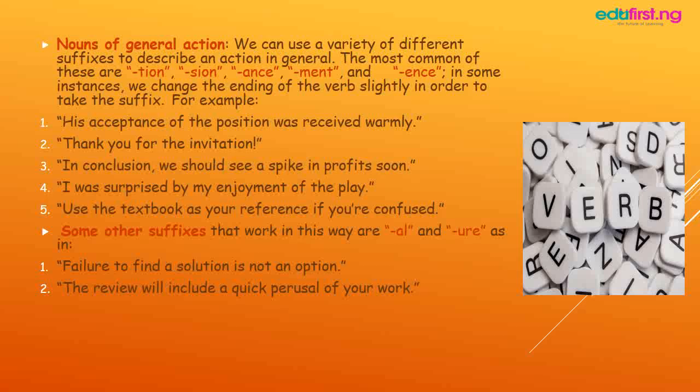The fourth way is that we can use nouns of general action. We can use a variety of different suffixes to describe an action in general. The most common of these are -tion, -sion, -ance, -ment, and -ence. In some instances, we change the ending of the verb slightly in order to take the suffix. For example, 1. His acceptance of the position was received warmly. The verb accept becomes a noun, acceptance. 2. Thank you for the invitation. The verb invite becomes a noun, invitation.